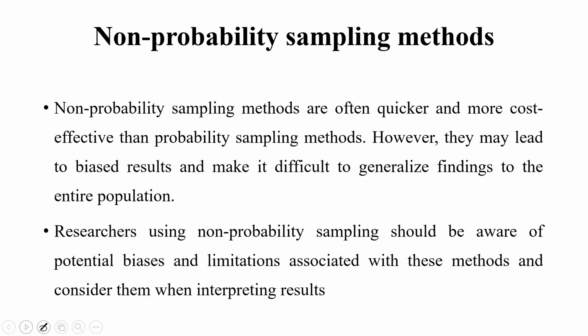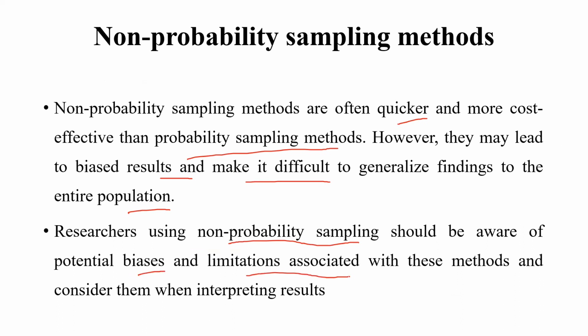So, non-probability sampling methods are often quicker and more cost-effective than probability sampling methods. However, they may lead to biased results and make it difficult to generalize findings to the entire population. Researchers using non-probability sampling should be aware of potential biases and limitations associated with these methods and consider them when interpreting results.